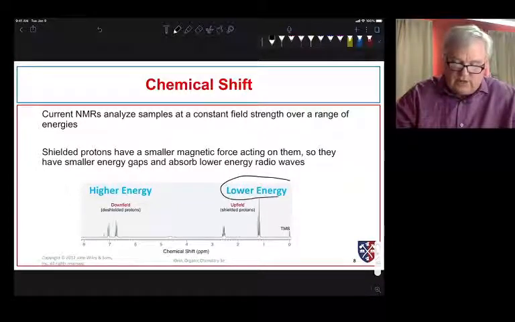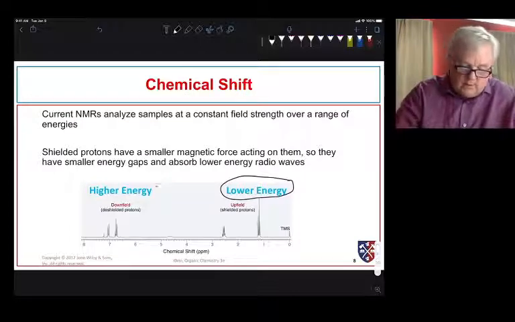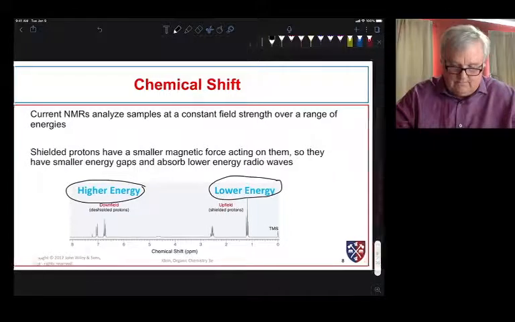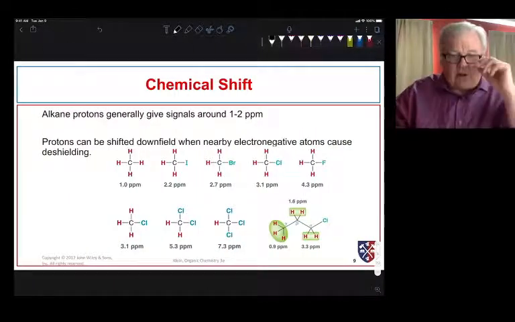Here the transition is lower energy, so the energy separation is smaller than it is over here between the two spin states. So let's take a look at this.